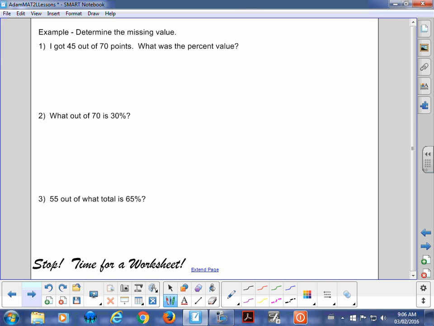Again, this is what our triangle will look like: percent over 100, the total, and what I got. Now I start filling in my information. I got 45 out of 75 points. What was the percent value? So the key here is, what are we looking for? We're looking for the percent value, which means we're looking for the value of this square here.